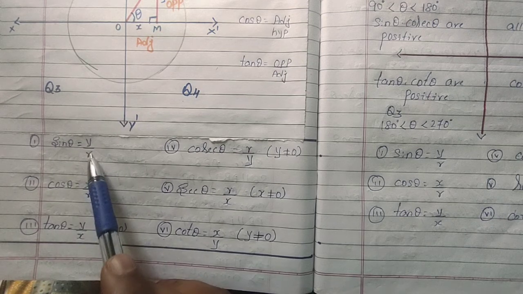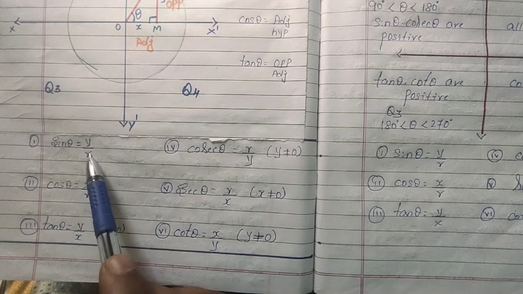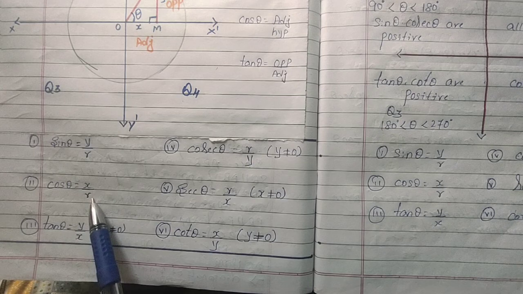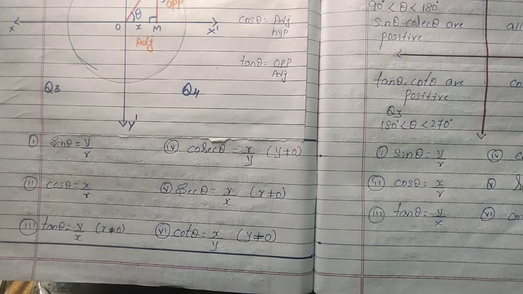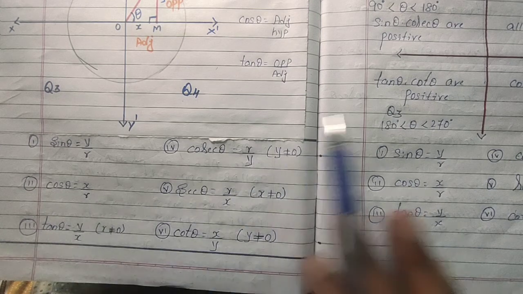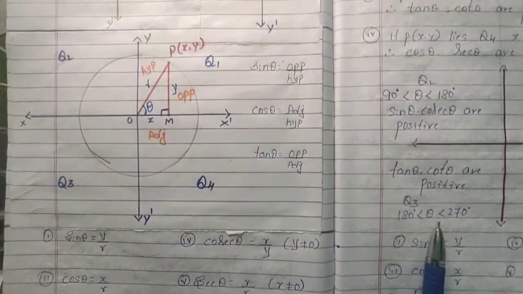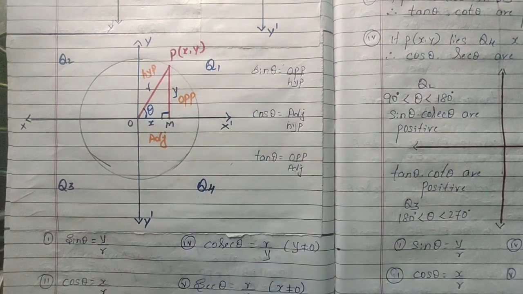Y positive, r positive means positive divided by positive is positive. X and r positive, so cos theta also positive. X and y are positive, so tan theta is also positive. Therefore, in the first quadrant, all the 6 trigonometric ratios are positive.